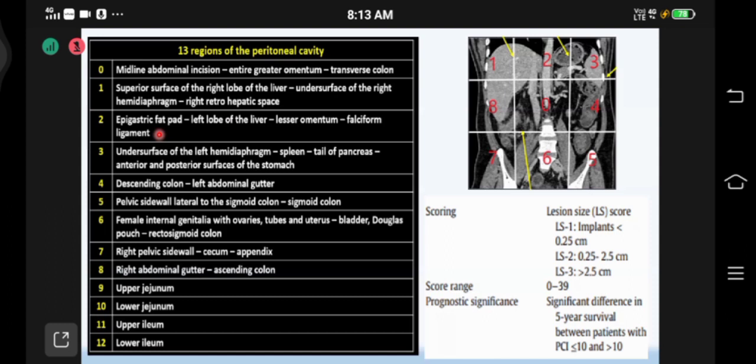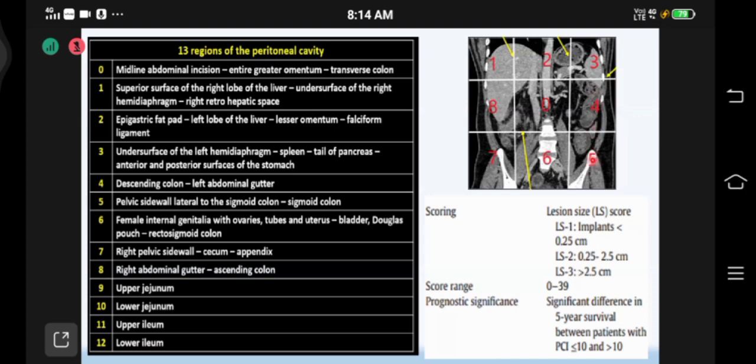Sector 2 refers to the epigastric fat pad, the left lobe of the liver, the lesser omentum and the falciform ligament. Okay, so these all come under sector 2. Coming to 3: the under surface of the left hemidiaphragm, just like on the right side, the spleen, the tail of the pancreas, and the anterior and posterior surfaces of the stomach. And coming to 4, it is the descending colon and left abdominal gutter.